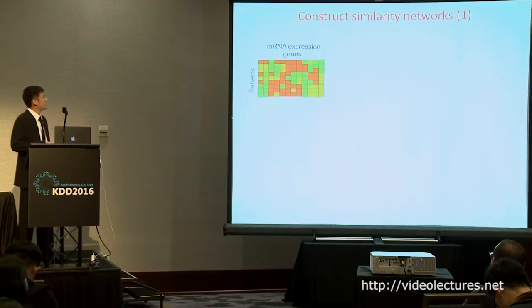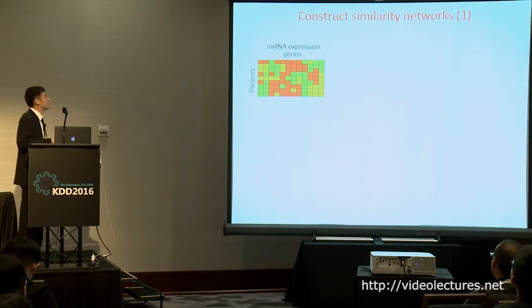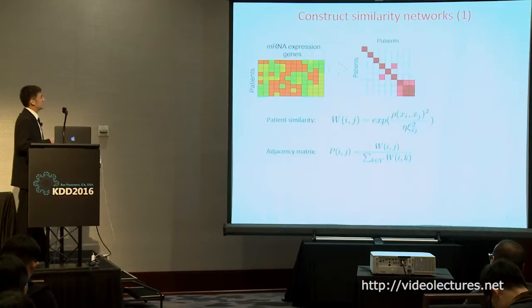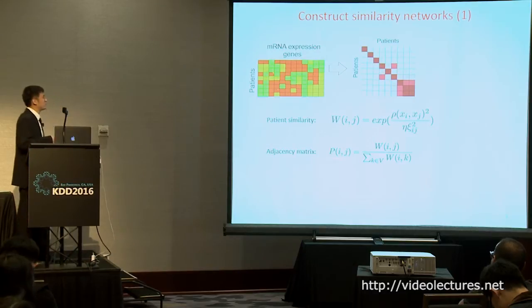Once we have some data, how should we measure the patient similarity network? Once we have patients and mRNA expression, they have genes, right? So the patient and gene are two domains. We can measure the distance matrix between the patients. Basically, to measure how similar the patients are to each other, we just measure the distance.